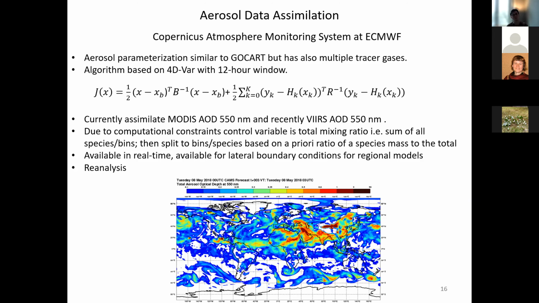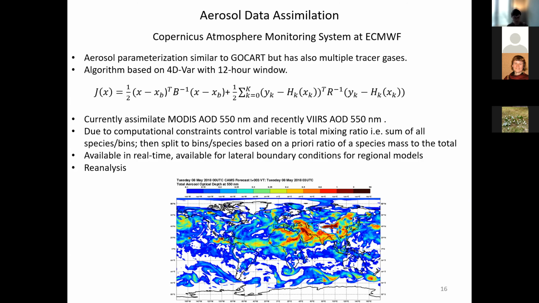based on the contribution of individual species to the total. Basically they split species based on the a priori ratio to the total value of the aerosols. So this is often used for the model provides boundary conditions for regional models over Europe, and also provides reanalysis.